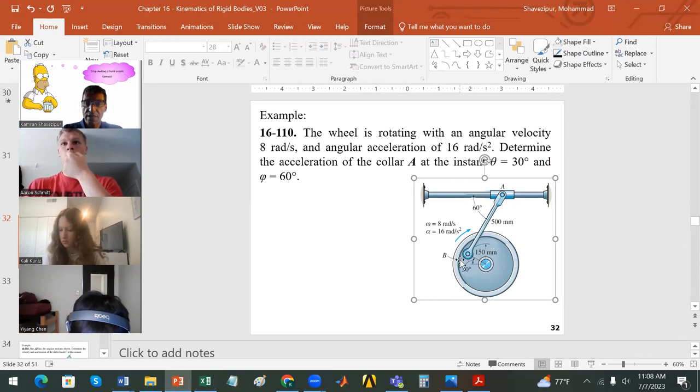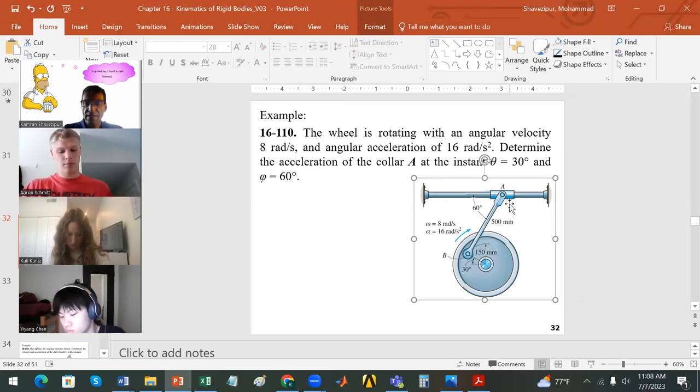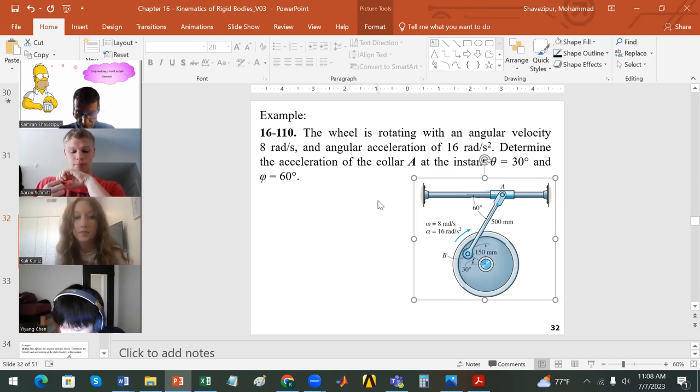The wheel has an angular velocity omega of 8 and an angular acceleration of 16. So I put the figure that has 16 in it, but no big deal. You want to find the acceleration of A. What we did last time was we solved the velocity first. And you may ask why we didn't go to acceleration directly. Because if I ask for acceleration, why should we go with velocity?